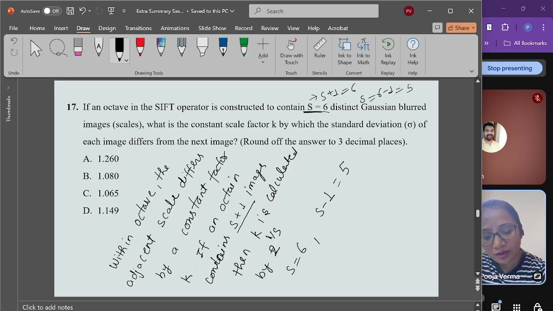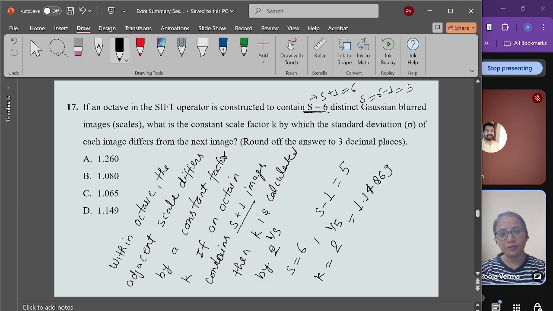So the scale factor across an octave is 2. Therefore k is equal to 2 to the power 1 by 5. If you calculate 2 to the power 1 by 5, you will find the value 1.14869. If you approximate it, you will get 1.149, right? So option D is the correct answer for this question.